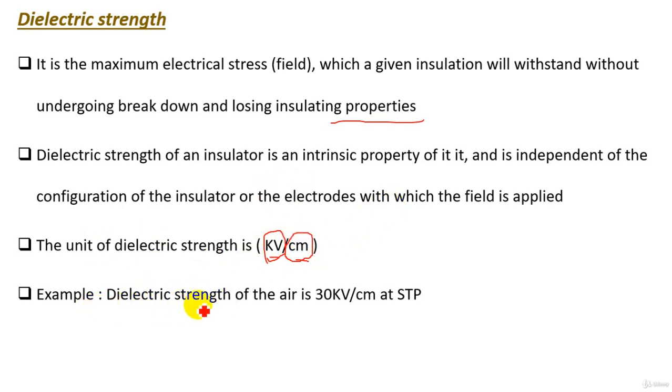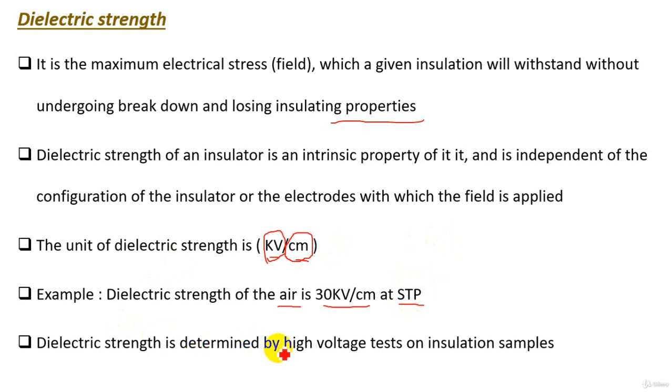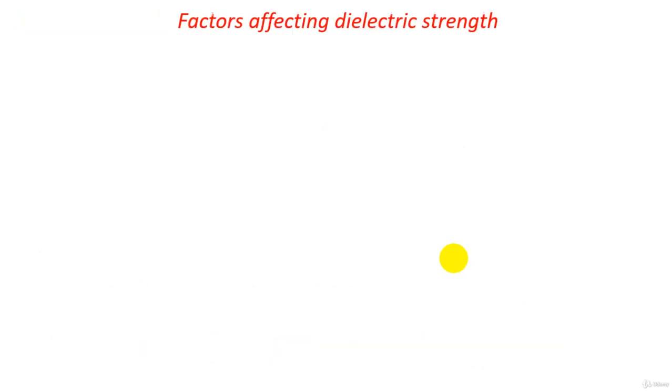Example: the dielectric strength of air is 30 kilovolt per centimeter. So if the electric field applied to the air exceeds this value, 30 kilovolt per centimeter, breakdown of air happens. Also, this value is at standard temperature and pressure, which is 25 Celsius and 1 atmospheric pressure. Dielectric strength is determined by high voltage tests on insulation samples to ensure preventing breakdown of the insulator. The insulator should be tested to determine its dielectric strength.